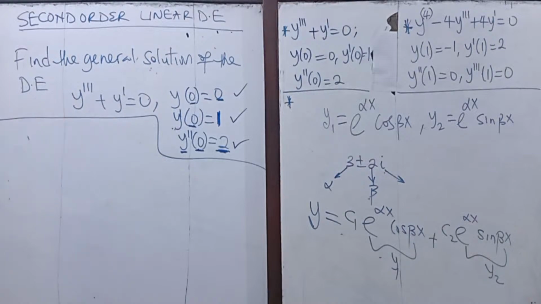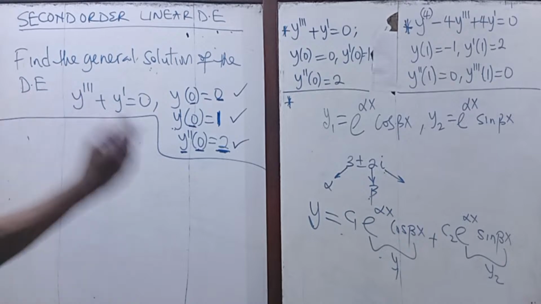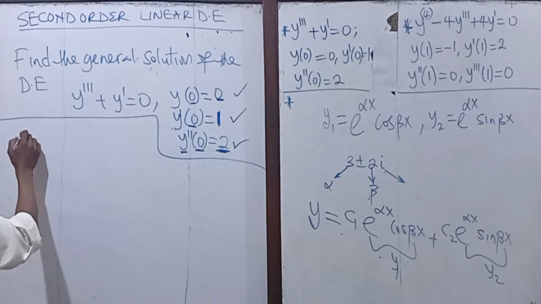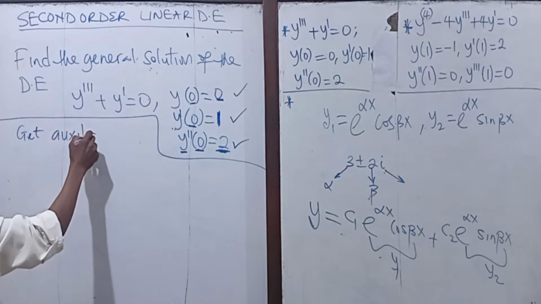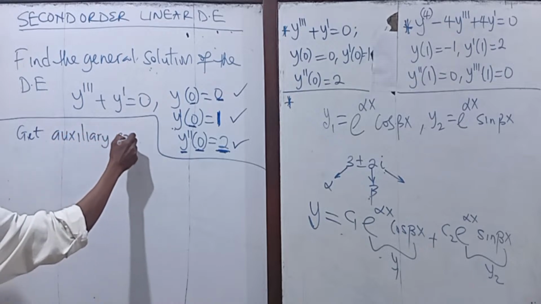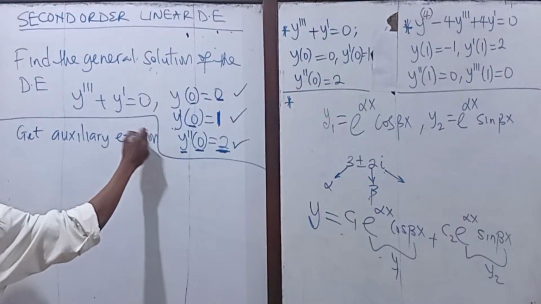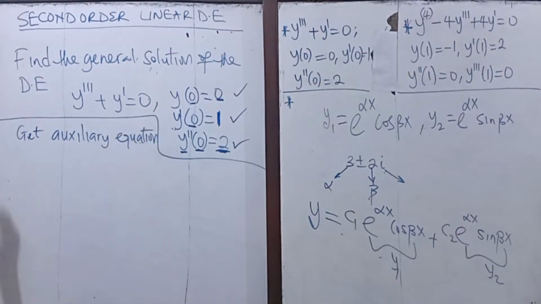Okay, so what we're going to do here is to get the characteristics, get the auxiliary equation, or characteristic equation. That's step 1. And how do we do that?